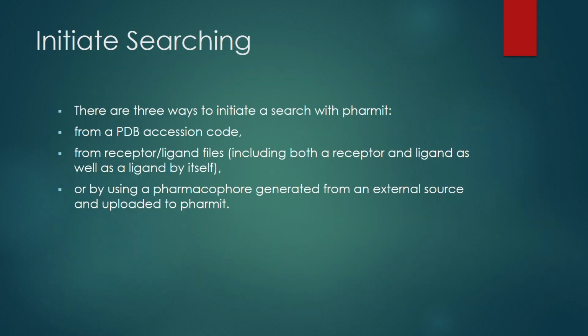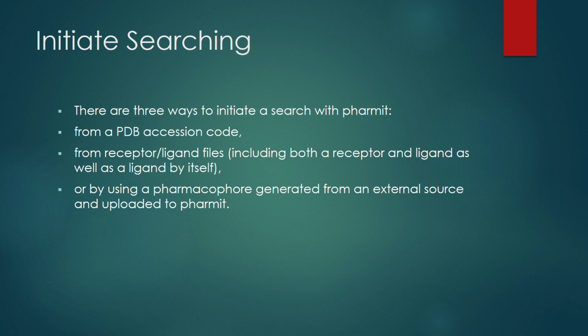Next is how to start a searching process. There are three ways to initiate a search with Pharmit: from a PDB accession code, from receptor and ligand files, including both a receptor and ligand as well as a ligand by itself, or by using a pharmacophore generated from an external source and uploaded to Pharmit. Pharmit provides three ways where the user can start their searching process.